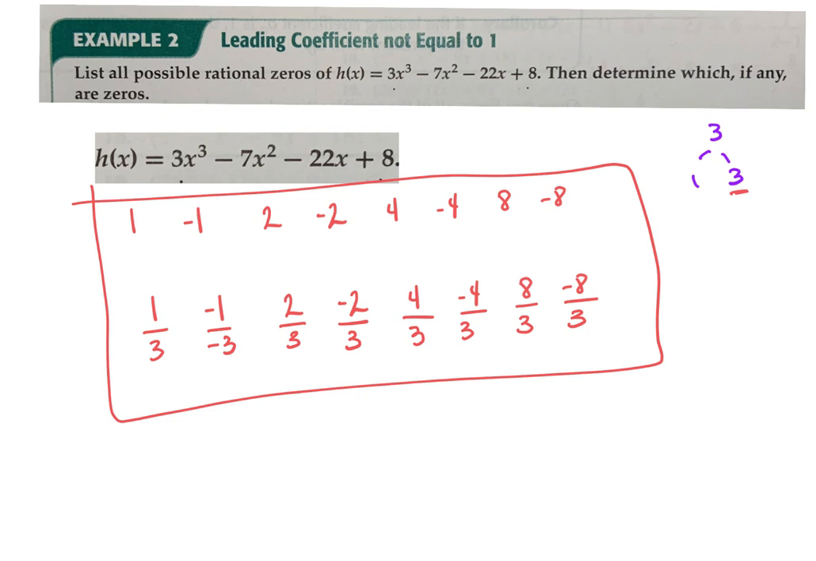And honestly, when they do it, they'll normally say positive or negative 1, positive or negative 2, positive or negative 4, positive or negative 8. And then they'll say, okay, positive or negative 1/3, positive or negative 2/3, positive or negative 4/3, positive or negative 8/3. And so that will be one of your answers. Hey, just list all the possible ones.